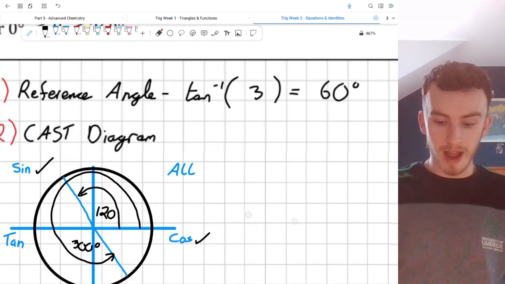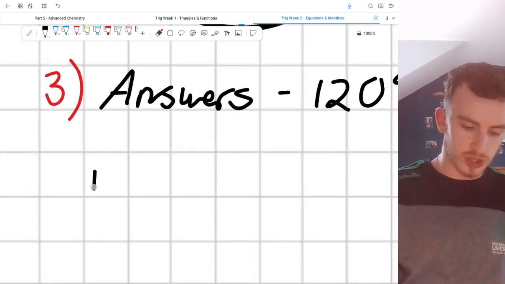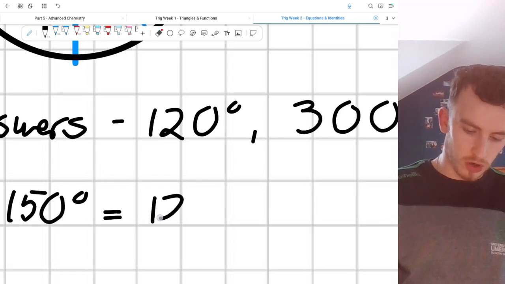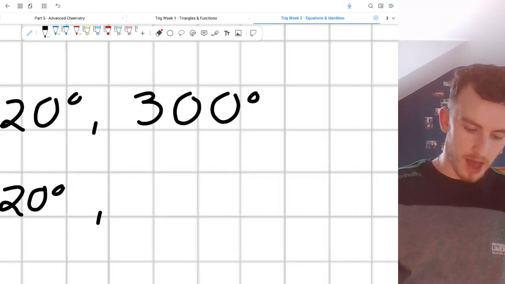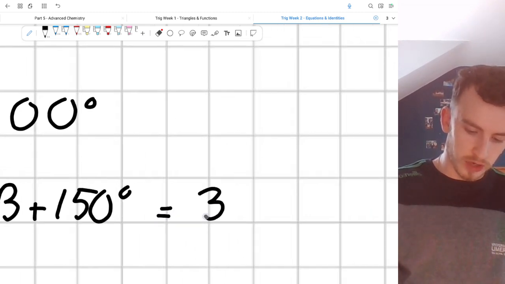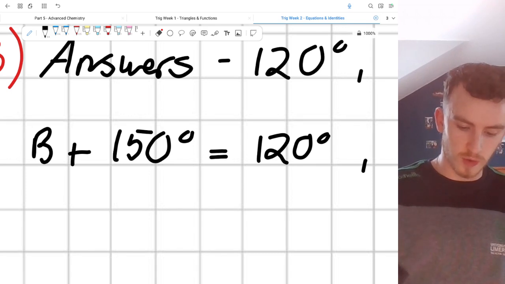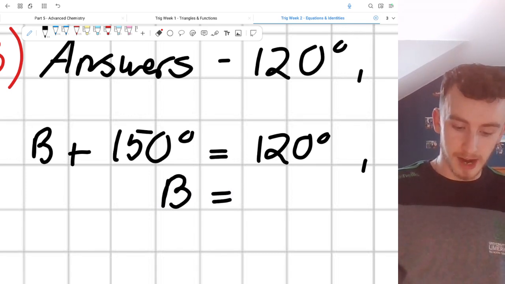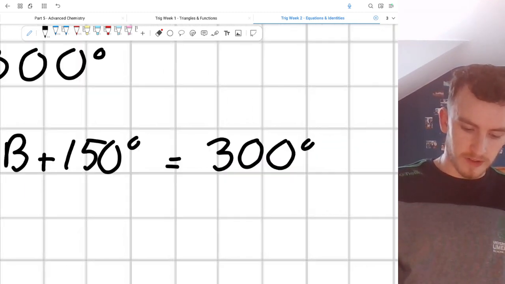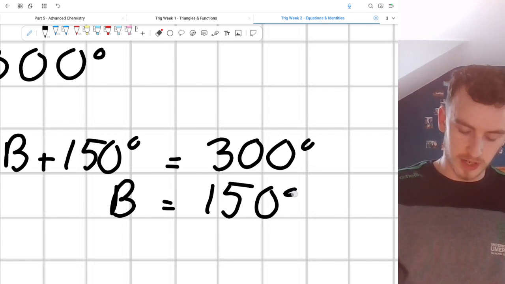Now, previously we had 2x, here we have b plus 150. So these solutions are b plus 150 degrees is equal to 120 degrees, and b plus 150 degrees is equal to 300 degrees. Now, b plus 150 is 120, so that means b is 120 minus 150, which is minus 30 degrees. If b plus 150 here is 300, then b is 300 minus 150, which is just 150 degrees.